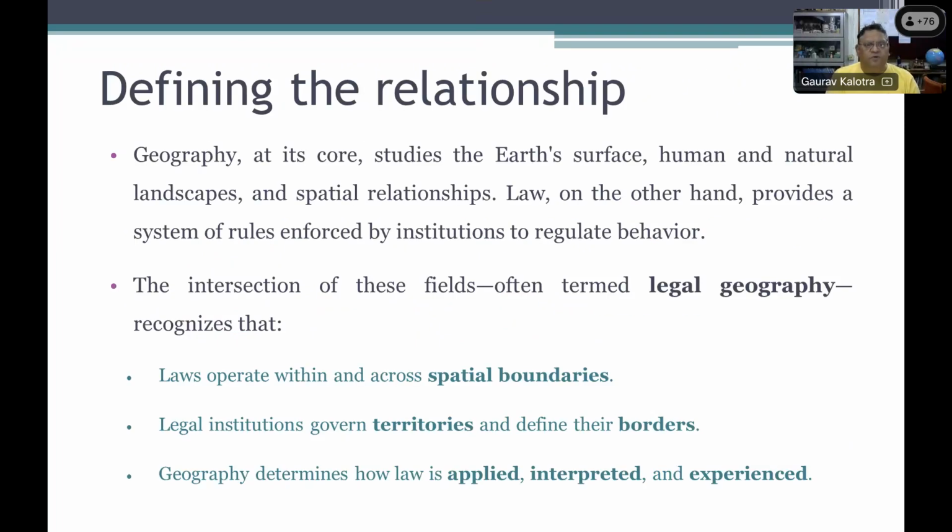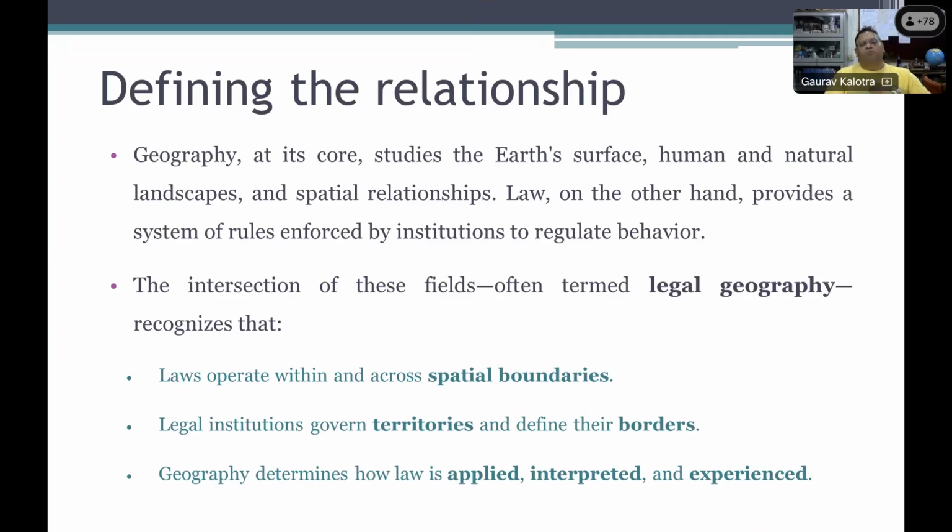Defining the relationship: geography at its core studies the Earth's surface, human and natural landscapes, and spatial relationships. Law, on the other hand, provides a system of rules enforced by institutions to regulate behavior. The intersection of these fields, often termed legal geography, recognizes that laws operate within and across spatial boundaries.